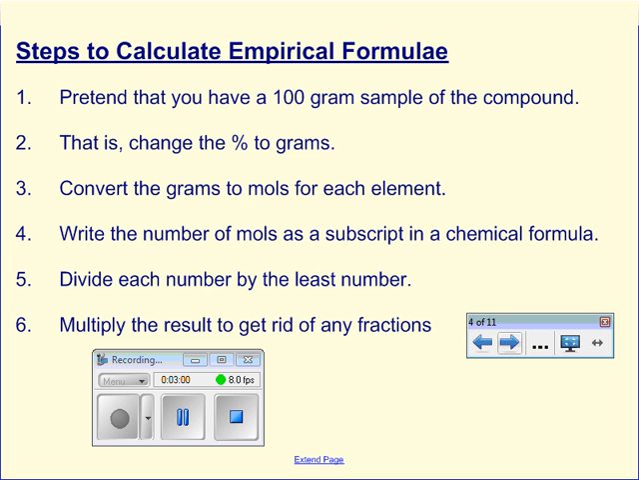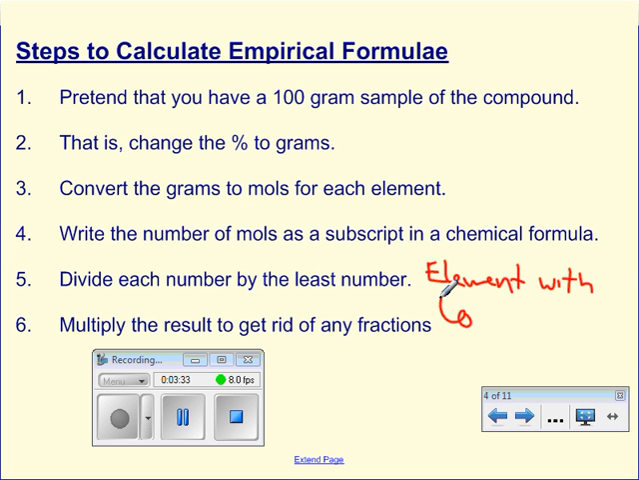Next, I'm going to convert the grams to moles for each element. So I have to find out how many moles would be in this 100 gram sample. This is going to give me, again, a ratio. That's important. I'm going to write the number of moles as a subscript for each chemical formula, but then I'm also going to divide the number of moles by the least number. That means the lowest number of moles. So this is the element with the lowest moles.